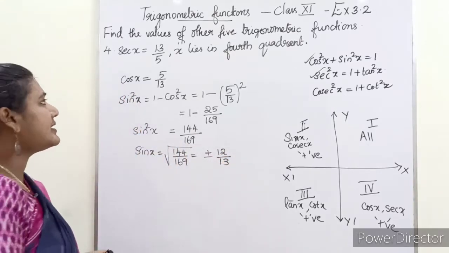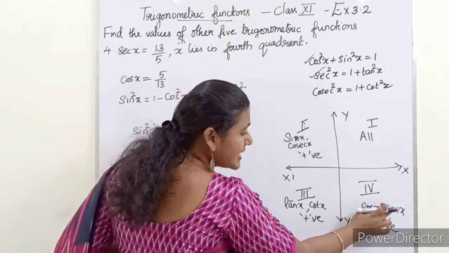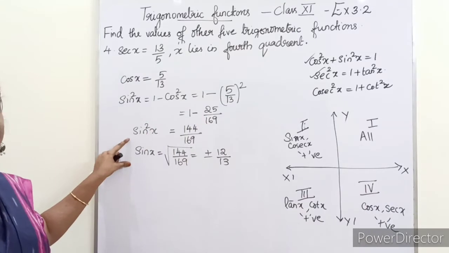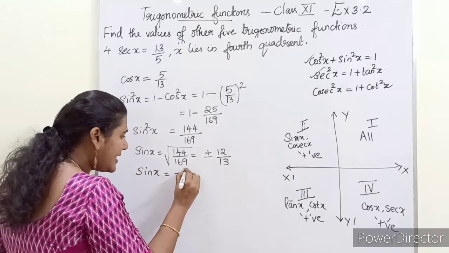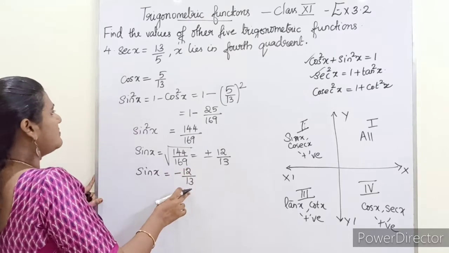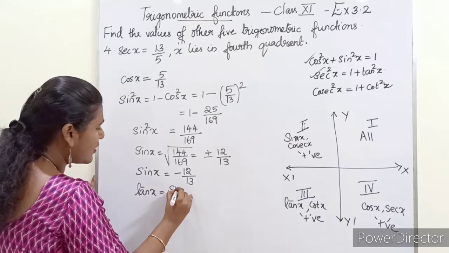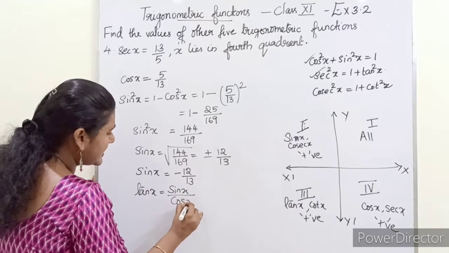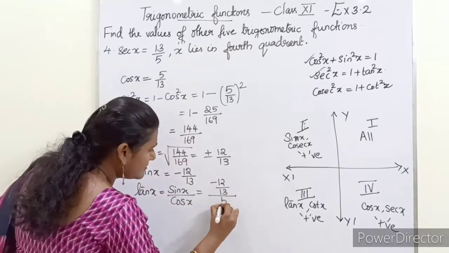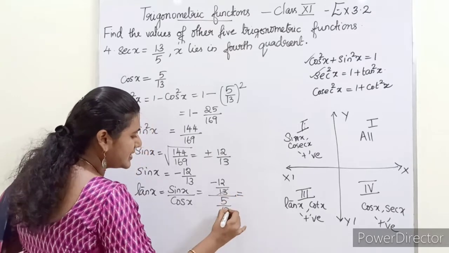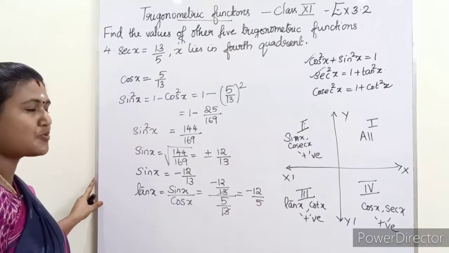Now you see here the angle lies in the fourth quadrant. In the fourth quadrant, cos and sec x are positive. So sin is negative in the fourth quadrant. So the sin x value is minus 12 by 13. So we have sin x and cos x. Now we will find out the tan x value. So tan x is equal to sin x by cos x, that is minus 12 by 13 divided by 5 by 13. So this 13 will get cancelled and the answer of tan x is minus 12 by 5.